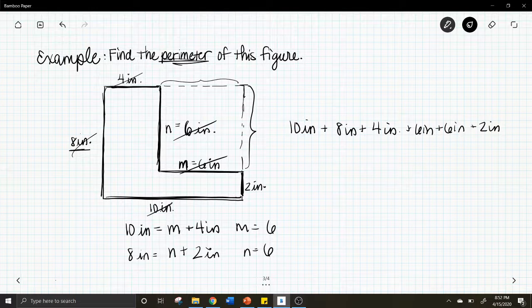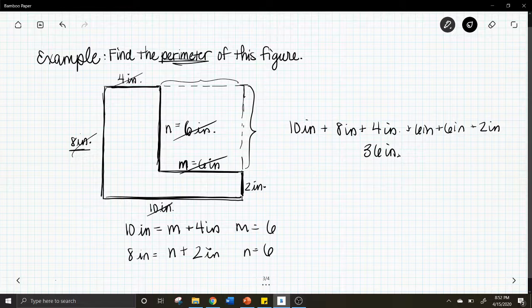Just take a second to add those up. And you would get 36 inches. And because it's perimeter, our unit is just inches. It's not squared, it's not cubed, it's not anything fancy. We're just talking about the distance around that shape.